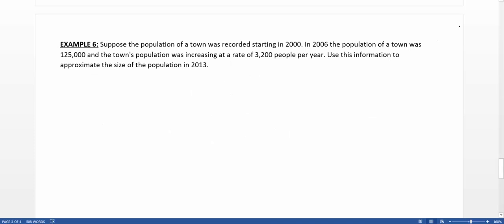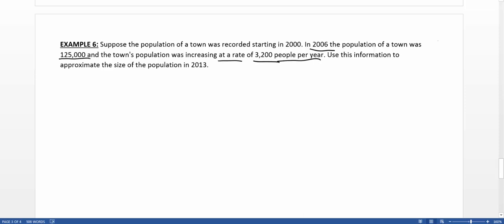Suppose the population of a town was recorded starting in 2000. In 2006, the population of the town was 125,000, and the town's population was increasing at a rate of 3,200 people per year. Use this information to approximate the size of the population in 2013. So here, we want to start by writing down the information we have. We know what's happening in 2006. We know the size of the population, and we know the rate, which is the derivative in 2006.